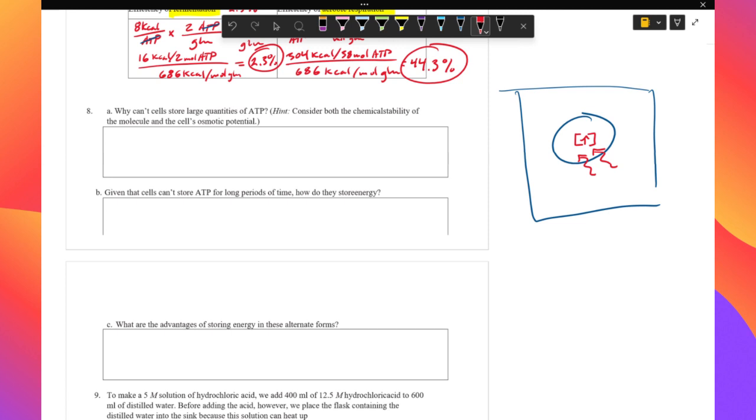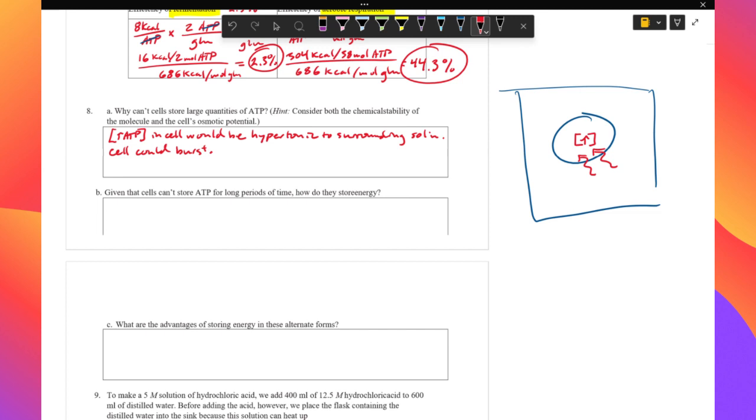So a high concentration of ATP in the cell would be hypertonic to the surrounding solution, and the cell could burst or lyse.